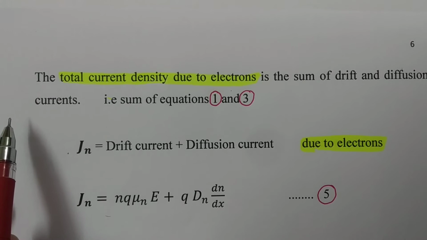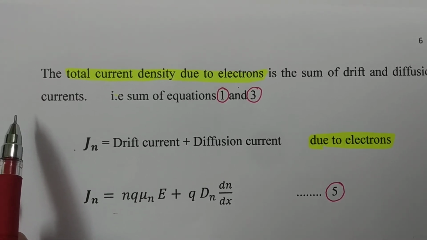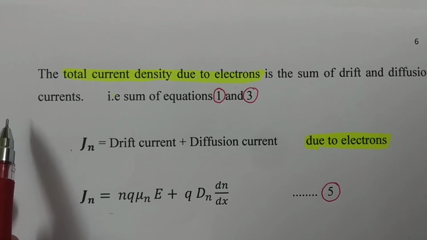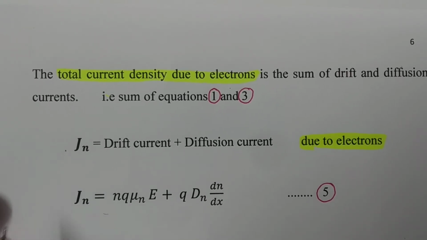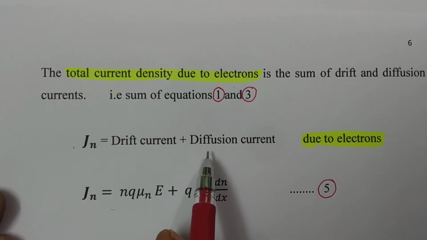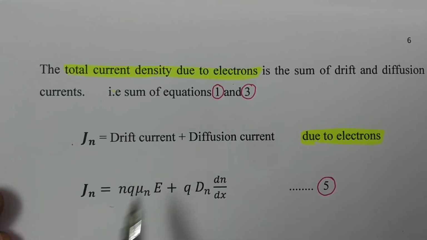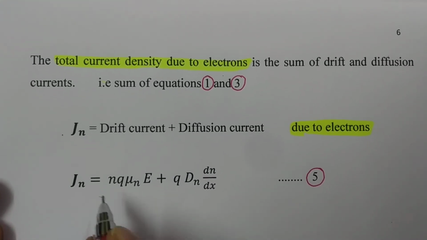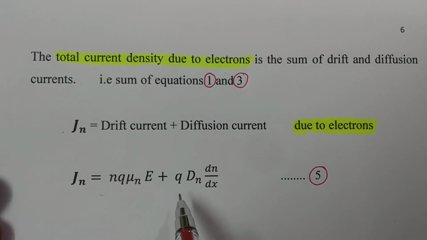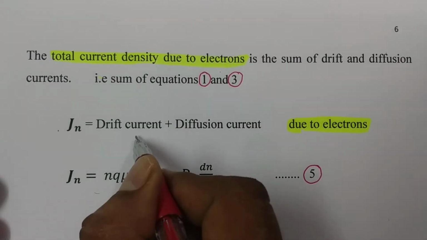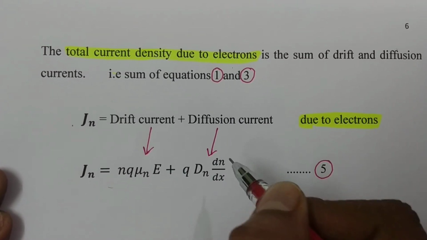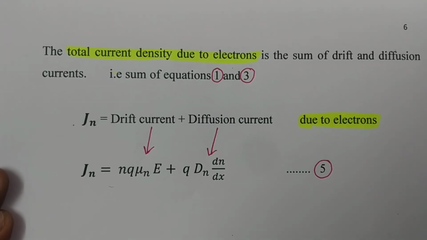The total current density due to electrons is the sum of drift and diffusion currents, that is, the sum of equations 1 and 3. Jn is equal to drift current plus diffusion current due to electrons. Jn = nq μn E + q Dn ∂n/∂x. The first term is the drift current and the second is the diffusion current due to electrons.